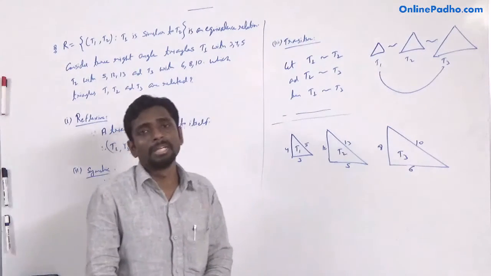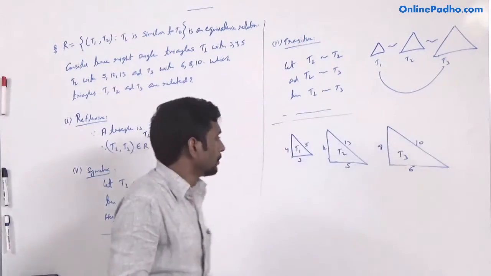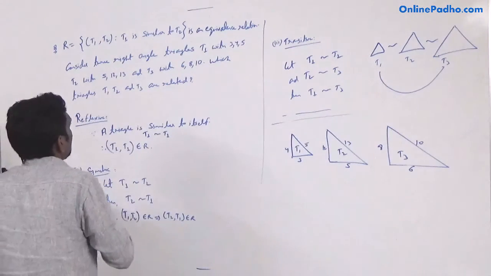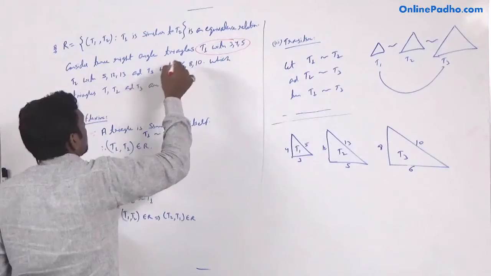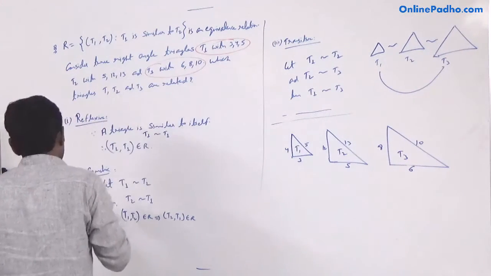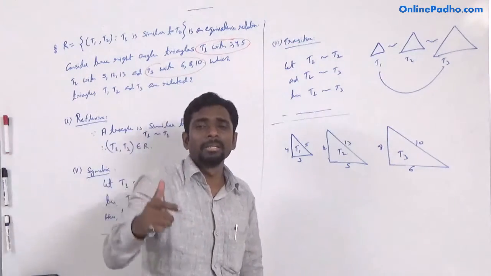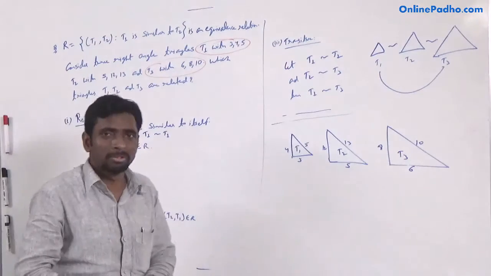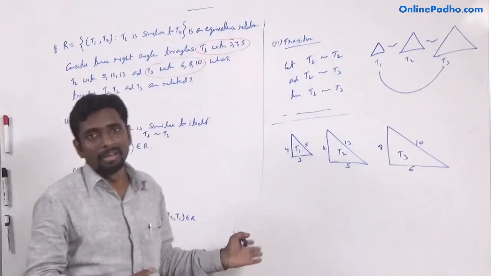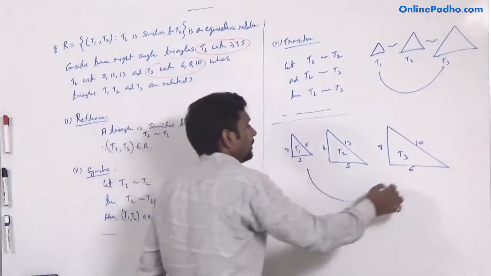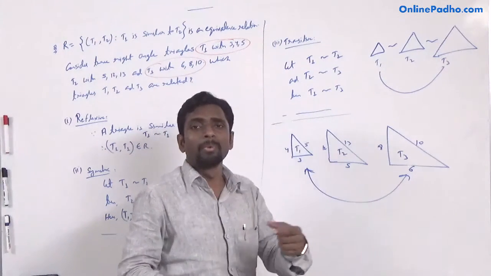The ratio of corresponding sides of the first and third triangles are the same. So we can say that these triangles are related. Since T1 and T3 are similar, and in the question the relation is similarity, therefore we can say that T1 is related to T3. The question is which triangles are related. So T1 is related to T3. T2 is not related to any triangle. Why? Because T1 and T3 are similar triangles.